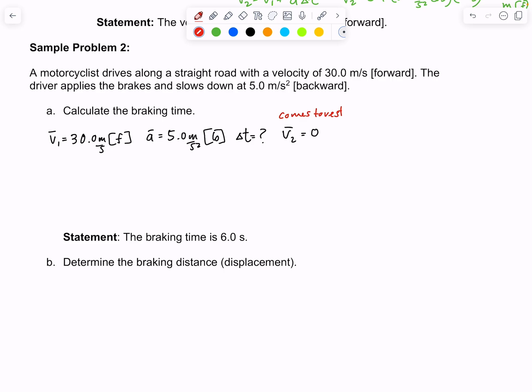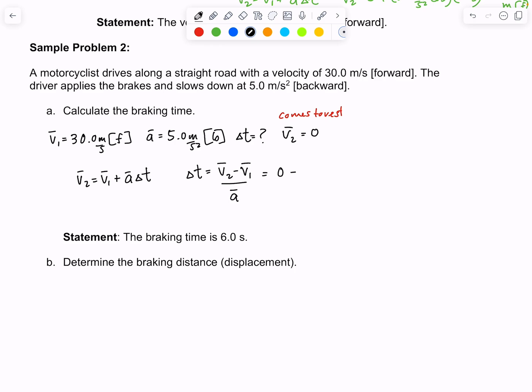So we need an equation that incorporates V1, A, delta t, and V2. We're going to use the same equation we used up above. V2 is equal to V1 plus A delta t. And we're going to rearrange this equation for delta t. If we do, we get V2 minus V1 over A. And we can sub and solve.